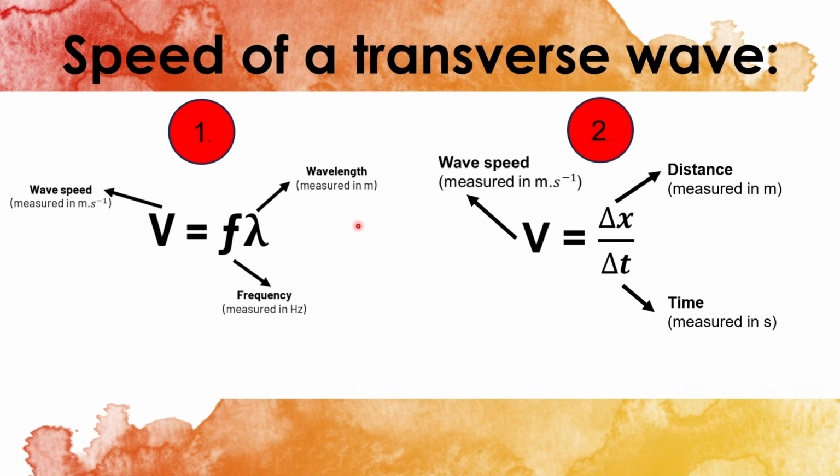If the value is given in millimeters or centimeters, make sure that you convert the value back to meters if we are talking about wavelength. Now the second formula that we can use is v is equal to the change in distance over the change in time. Change in distance is once again always measured in meters. If they give it to you in centimeters or millimeters, remember to convert back to meters. And then our time is always measured in seconds. So let's look at a few examples on how they can ask these type of questions.